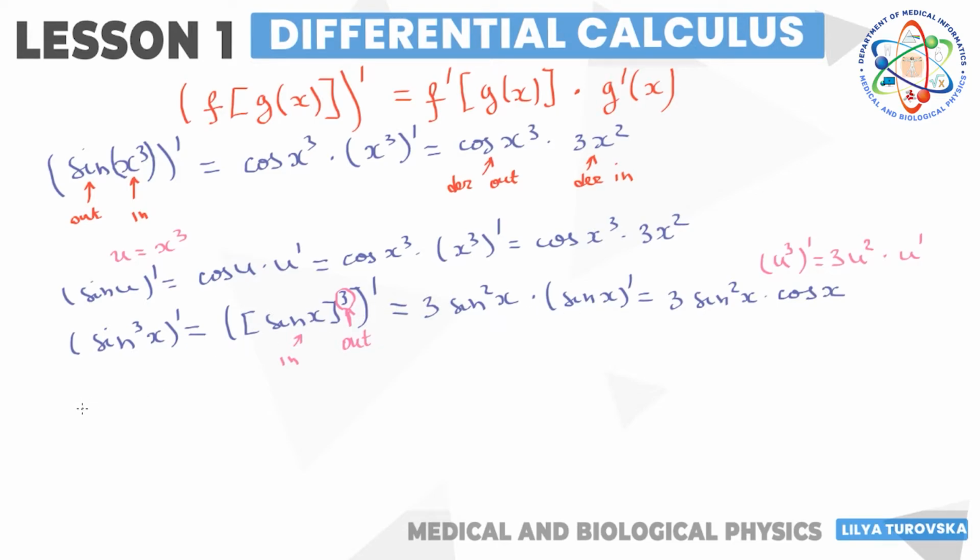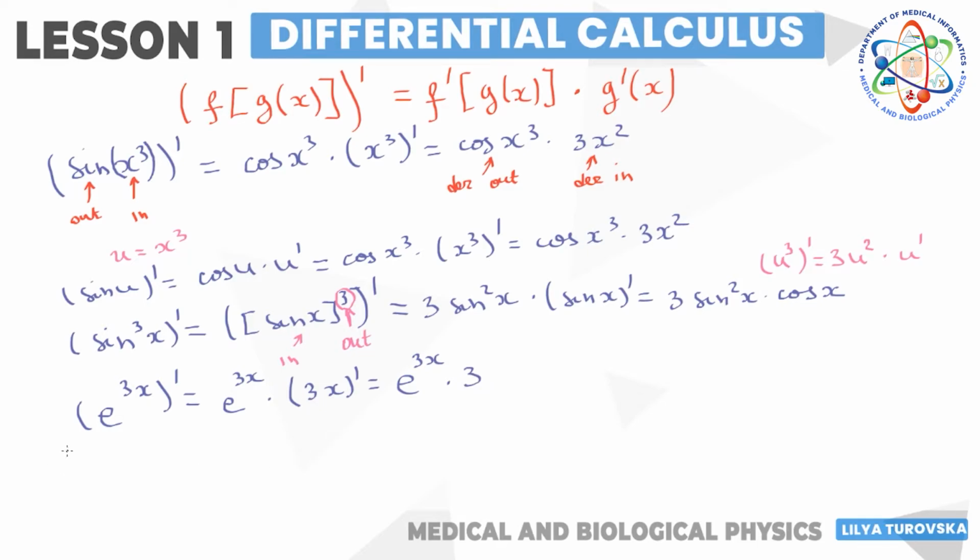One more example. We have the function e raised to the 3x power. Here 3x is inside, and e is the outside function. The derivative of the outside function is the same, e to the 3x power, because the derivative of the e function is the same, and the argument is the same too. And multiply by the derivative of 3x. So what do we get? We get e to the power 3x times 3.